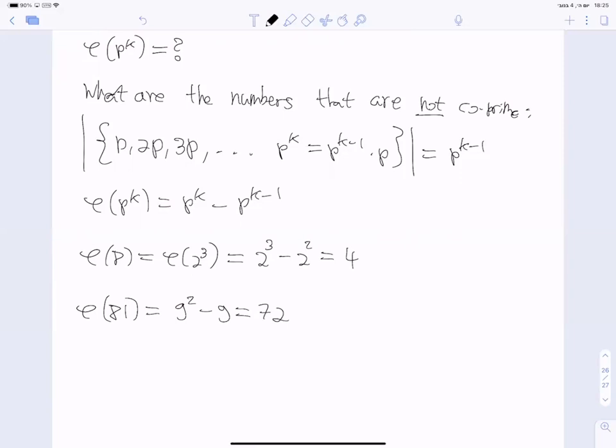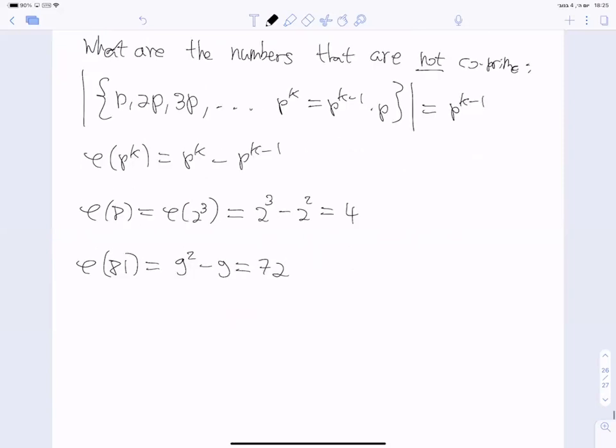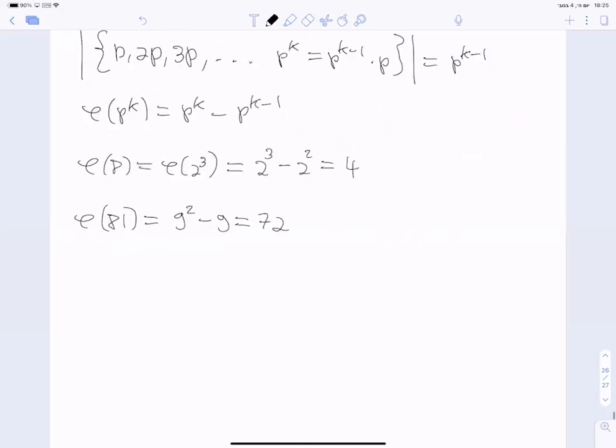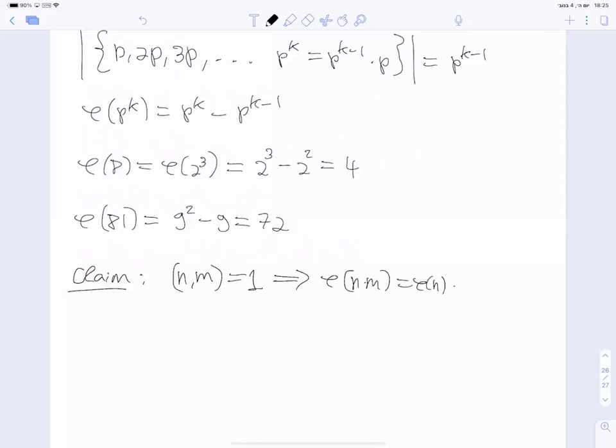Now, the last thing we're going to see is the prototype of what we have seen so far. I claim that if N and M are coprime, then phi of nm is phi of n times phi of m. Proof.